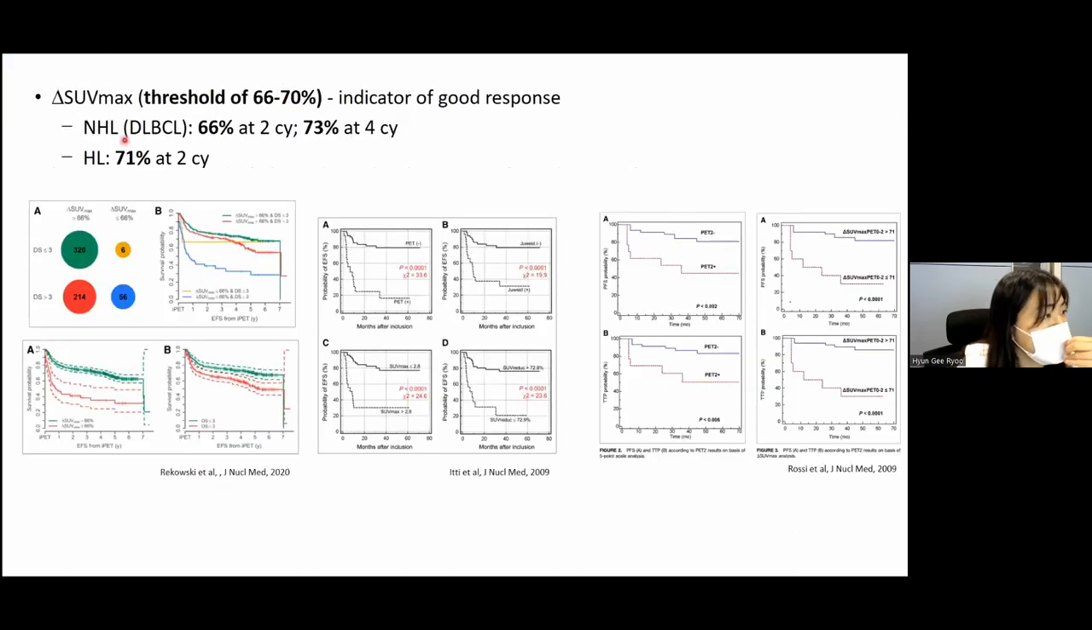As you can see in this figure, by applying the delta SUV value for lymphoma assessment after treatment, there is a more statistically significant difference in the survival of lymphoma patients, as you can see in this figure, and in this figure, and also in this figure. So by dividing the treatment responses using this delta SUV value, we can more accurately decide the treatment response and better predict the prognosis of these lymphoma patients.